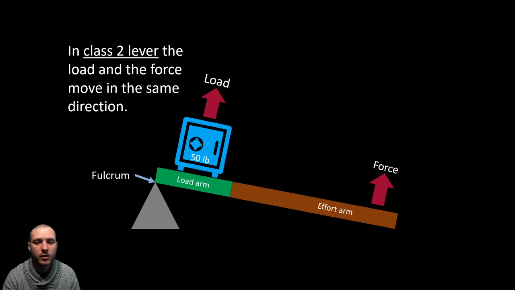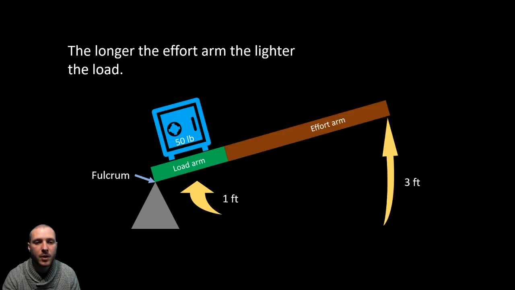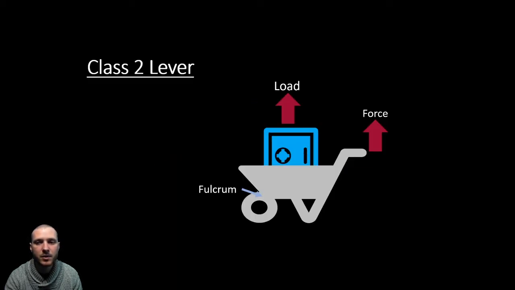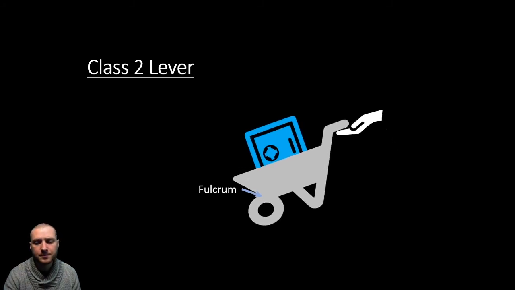So as we look, the longer this effort arm, again, the more distance we have to move, but we can lift this load just as well. So the longer the effort arm, the easier it will be to lift this load. So again, when the effort arm becomes smaller, we can't lift the load nearly as much. It's going to be even heavier. So we want this load as close to the fulcrum as possible and the effort arm as long as possible. So a good example of this would be a wheelbarrow. Here the wheel is going to be the fulcrum, the load is going to be what we put in the bucket, and the force is when we lift up on the handle. So a classic example of a class 2 lever.